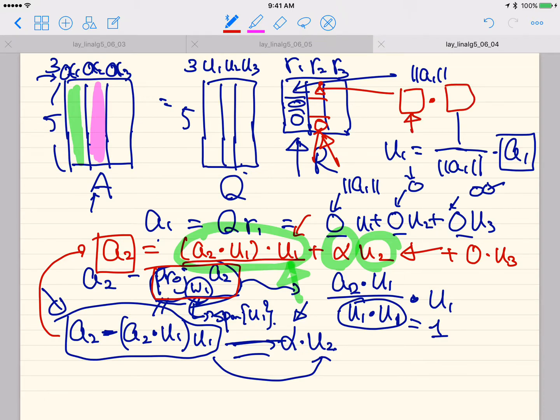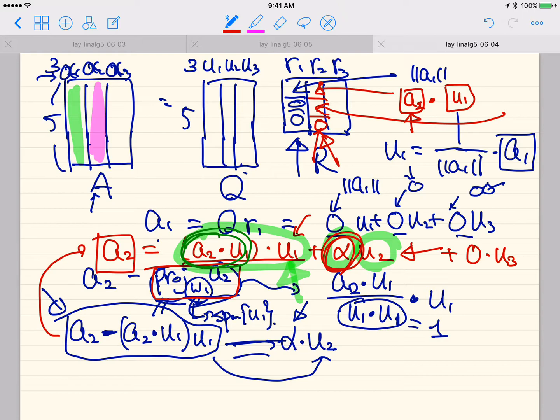So it will be this part, right? Because that will be the linear combination coefficient for U1. So this one will be A2 and U1. Then what about this guy? This guy is this alpha, right?